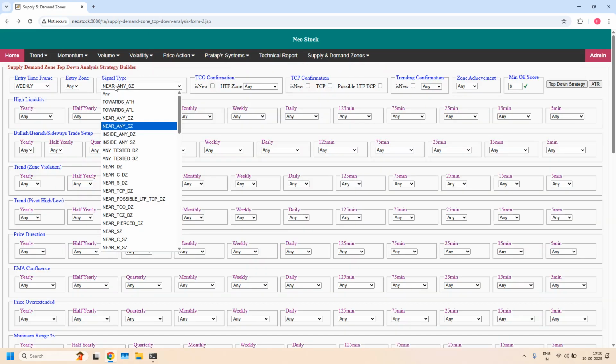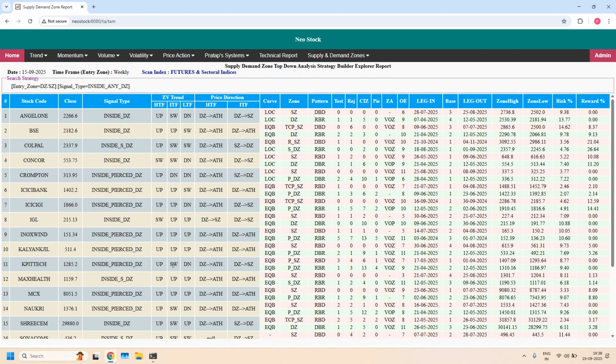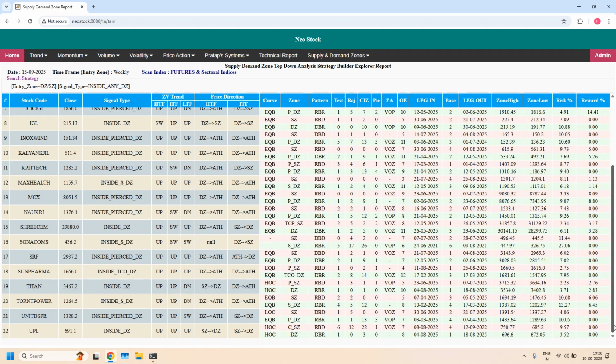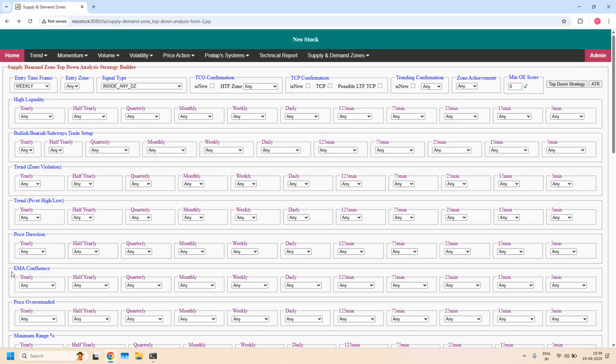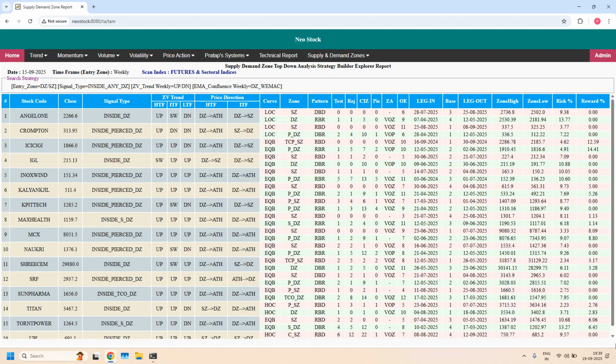Next, price closed inside the weekly demand zone. First 15 stocks in the list. Scrolling the list down. We got 22 stocks. We can further filter this list based on weekly demand zone having weekly EMA confluence, and also trend on the weekly should not be sideways. Now we got 16 stocks.